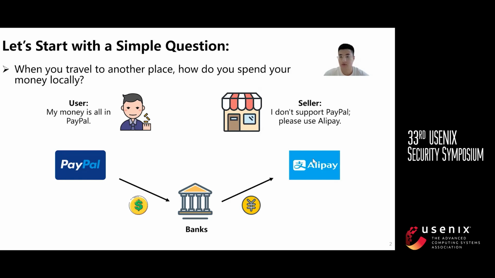The answer is simple. You need to withdraw your funds in the PayPal to a bank, and then the bank transfers money to a local payment store like Alipay. This example shows that payment tools have their specific applications due to factors like location and the demands of different users.